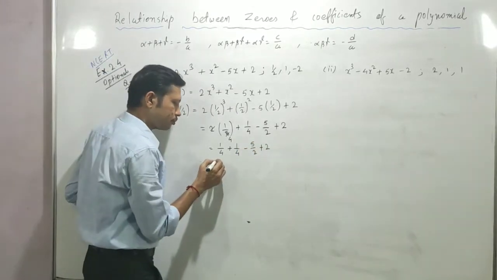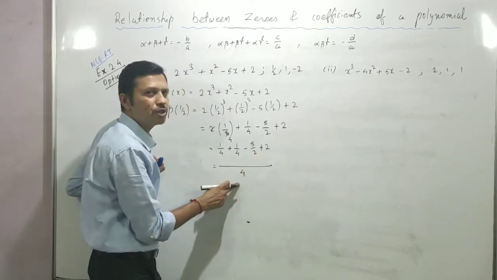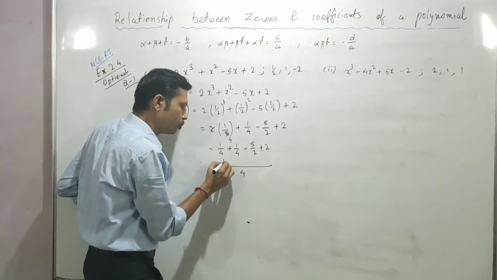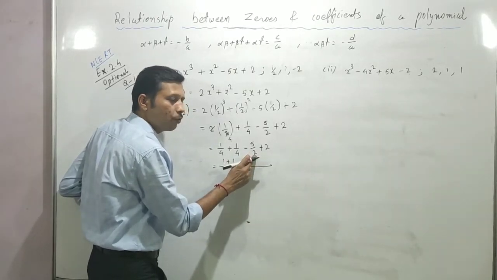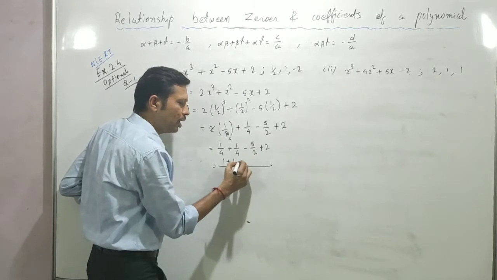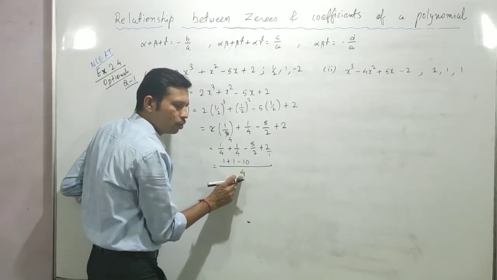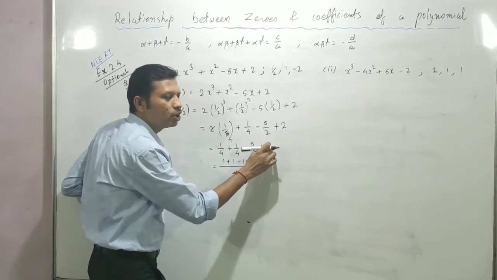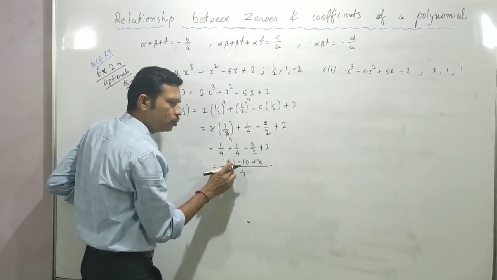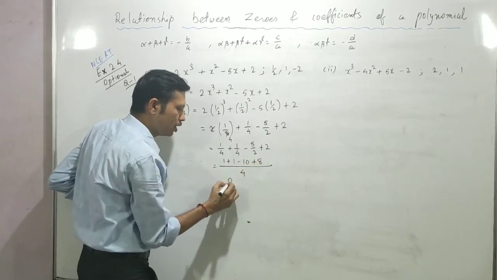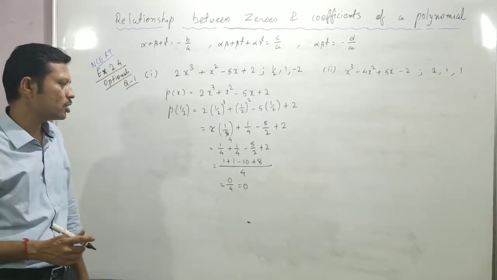Okay, so to do the addition and subtraction, first we have to take the LCM. For 4 and 2, the LCM is what? 4. Here already 4 is there, so numerator 1. Here already 4, so numerator 1. Here 2 twos are 4, to make it 4 we have to multiply by 2, so numerator 5 twos are 10. Here the denominator is nothing, so 1. So we have to multiply it by 4 to get our LCM, so we multiply the numerator also by 4. So 4 twos are 8. So 1 plus 1 is 2, 2 plus 8 is 10, minus 10. So numerator 0, denominator 4. So overall answer 0. So 1 by 2 is a zero of this polynomial.